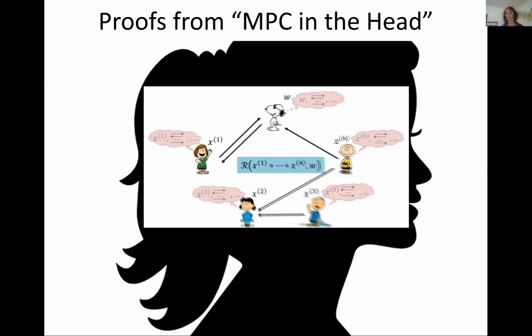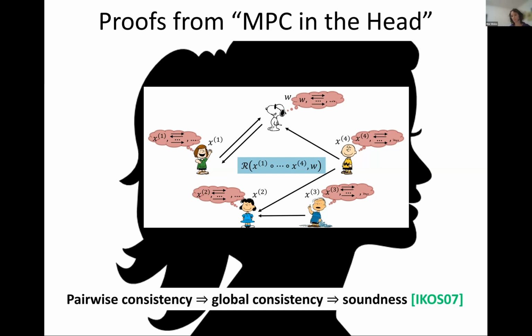And once the execution ends, the prover has a trace of the execution, which consists of all the parties' view in this interaction. And we know from the original MPC in the head paper, Ishai, Kushilevitz, Ostrovsky, and Sahai, that to get soundness, we just need to make sure that this execution was done correctly. And to check this, it's enough to check pairwise consistency between every pair of views. So checking that the messages reported in these views really do line up.